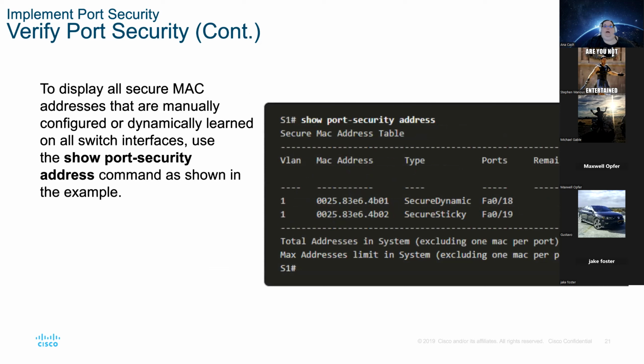To display all secure MAC addresses that are manually configured or dynamically learned on a switch interface, use the show port security address command as shown in the example. So show port security address, and this one pops up the secure MAC address table. You see the MAC address on the left, and then on the right next to it, you'll see secure dynamic, secure sticky, and it'll tell you exactly how it's configured.